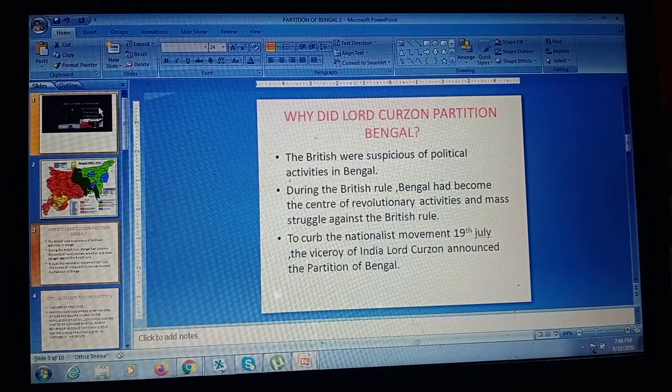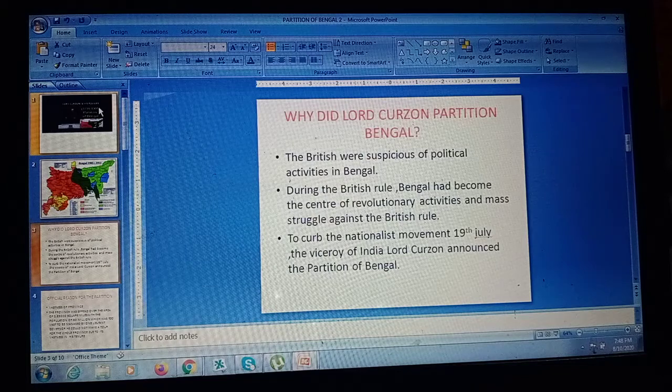Now, during the British rule, Bengal had become the center of revolutionary activities, as I already said, and mass struggle against the British rule. But we cannot precisely call it a mass struggle here, because, as I said, it was only the intellectual people, only the educated people, the zamindars who had sent their children to England to study, and once they came back, they knew the true nature of the Britishers. It was confined to that part of the intellectual people.